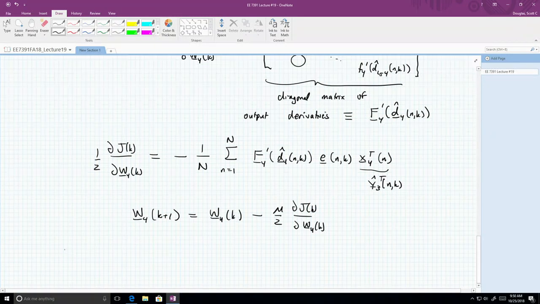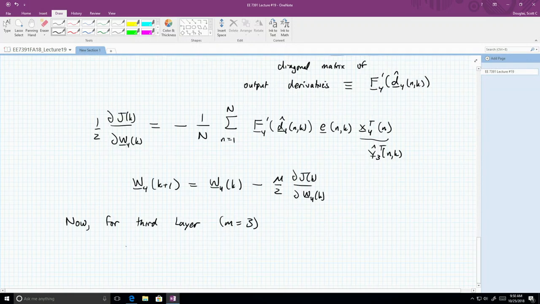Now, we want to talk about the third layer. So if you will, m is equal to 3. Then what I want to do is calculate the derivative of J of K, my original cost, with respect to the third set of weights, which of course is 1 over N. Again, I'll do my 1/2. Actually, no, I'm not going to have the negative yet. I'm going to have the 1/2, and then the 1 over N, and then the sum from n from 1 to capital N, that's the input pattern.